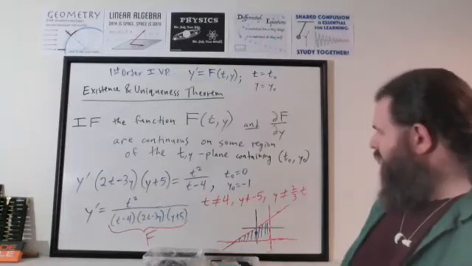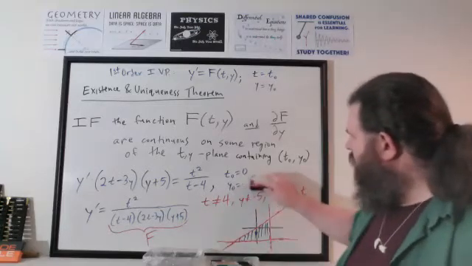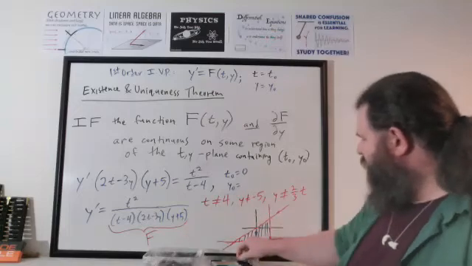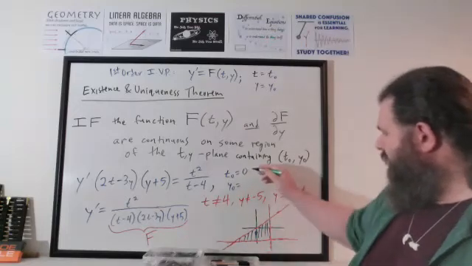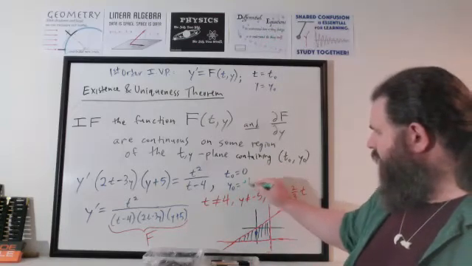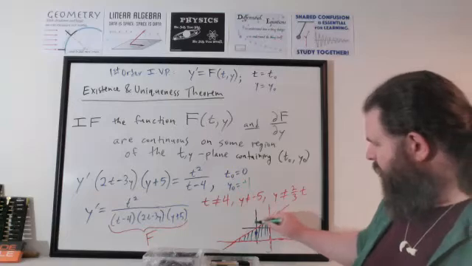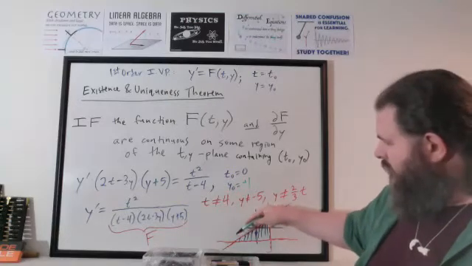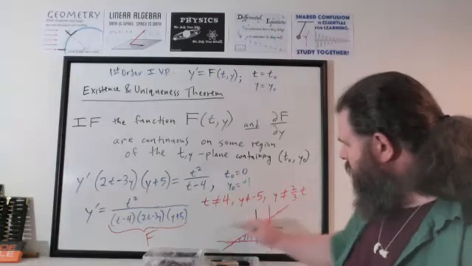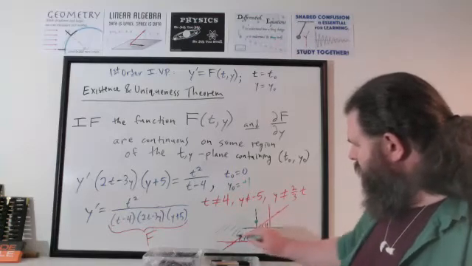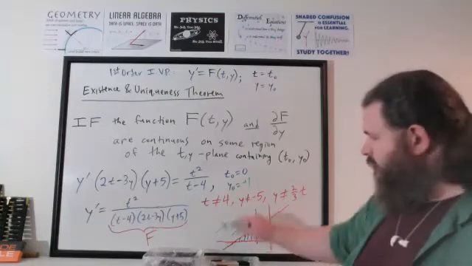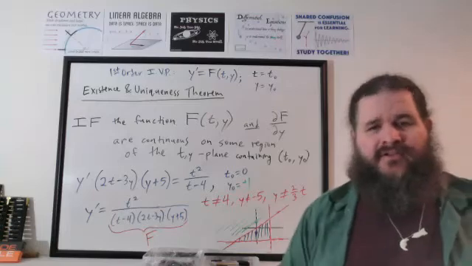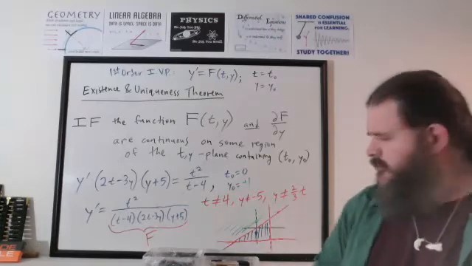Or alternatively, let's say the initial condition was like 0 for t and +1 for y, that would be up here. So that means the region where we could guarantee continuity would be this infinite region. So that region would be where we could guarantee there exists a solution and only one solution.